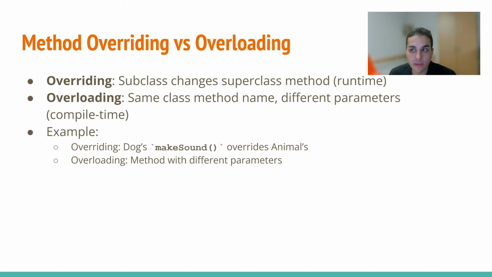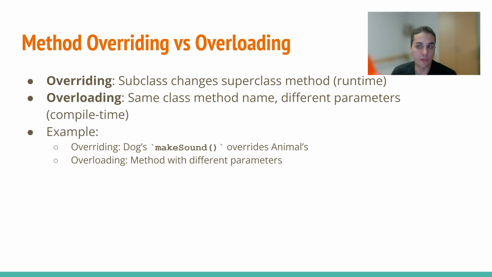To summarize, override means a runtime decision: the subclass changes the behavior of an inherited method. Overload means a compile-time decision: the same class or subclass provides multiple method signatures for different input scenarios.